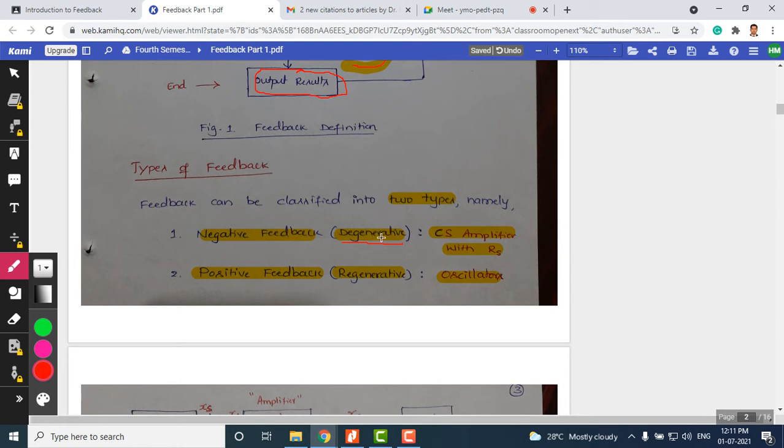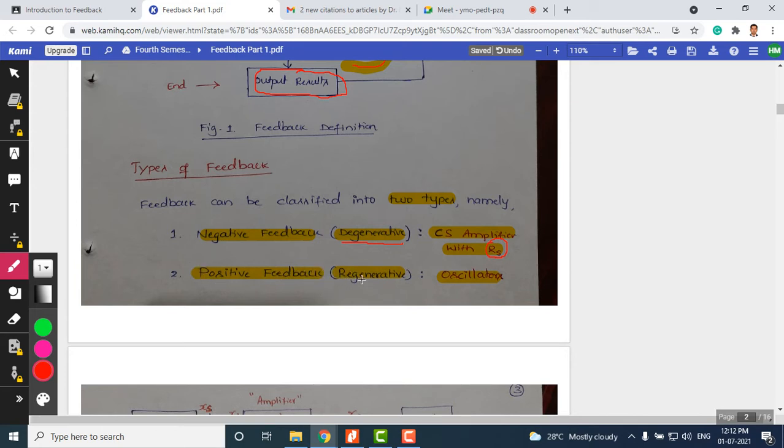We called the common source amplifier with RS a degenerative amplifier, because this amplifier employs negative feedback, and the performance of this amplifier is certainly better compared to an amplifier without a feedback resistance such as RS here. Okay. The other type of feedback is positive feedback. We employ it depending on the application. We use even positive feedback, especially in oscillators. While designing oscillators, we use positive feedback.